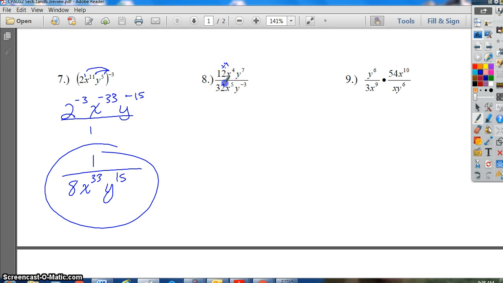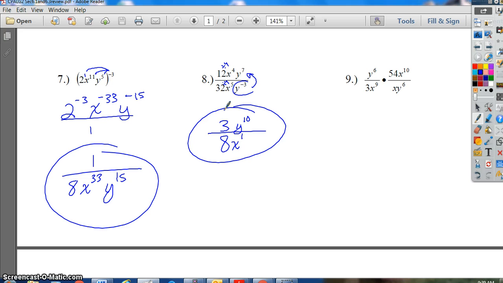These are all divisible by 4, top and bottom, so this is going to be 3 over 8. X is larger on the bottom, 5 minus 4 is 1. Y, this goes on the top, so 3 plus 7 is 10. So 3y to the 10th over 8x.